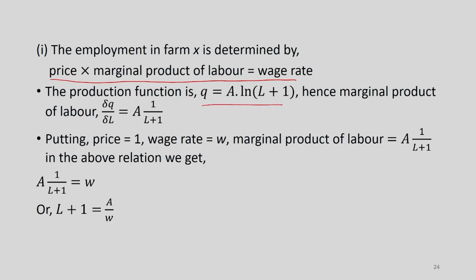Production function is given by this: Q is equal to A multiplied by log natural of L plus 1. Here just a few words about the nature of the function. Here L is the employment of labor. Notice what we are getting here is ln, that is log natural of L plus 1, right. It is not simply L.